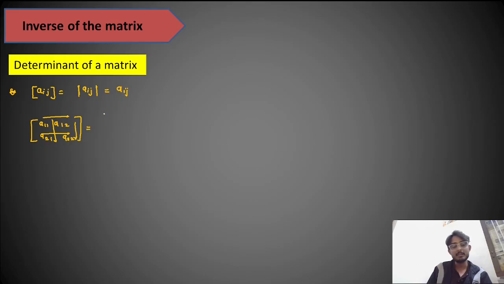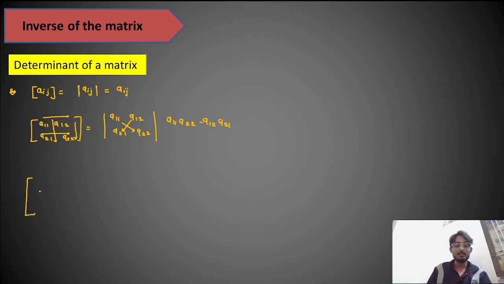Now how can you find the determinant of this 2 cross 2 matrix, A11, A12, A21 and A22? You can find it by multiplying the opposite terms and then subtracting. It means A11 A22 minus A12 A21.